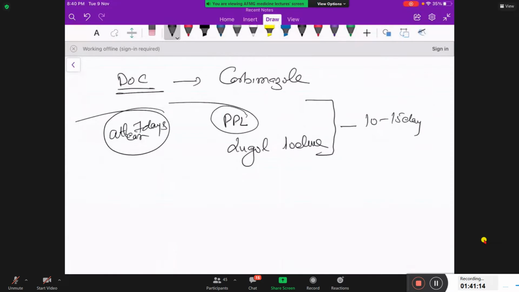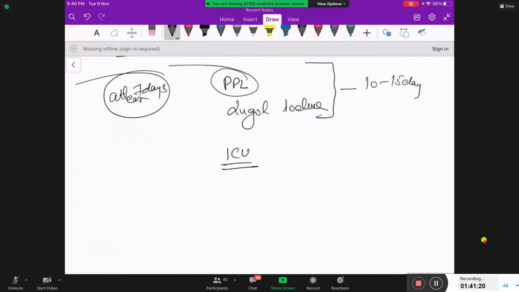So, immediately, the patient should be shifted to ICU. What will be the presentation of this patient? You should know that. The presentation will be whatever symptoms you have in hyperthyroidism. I'm not going to go into the medicinal part of it. Whatever symptoms are there in hyperthyroidism, those symptoms will be exaggerated.